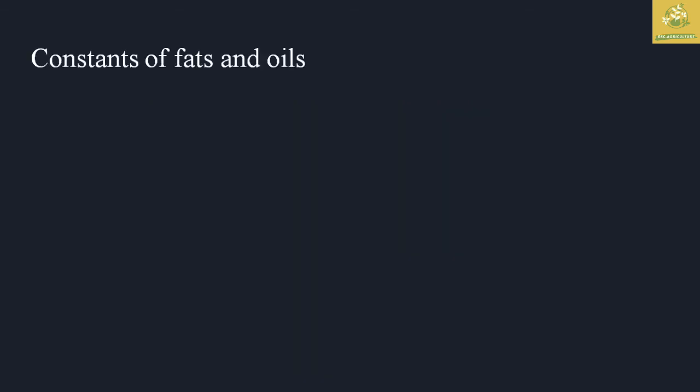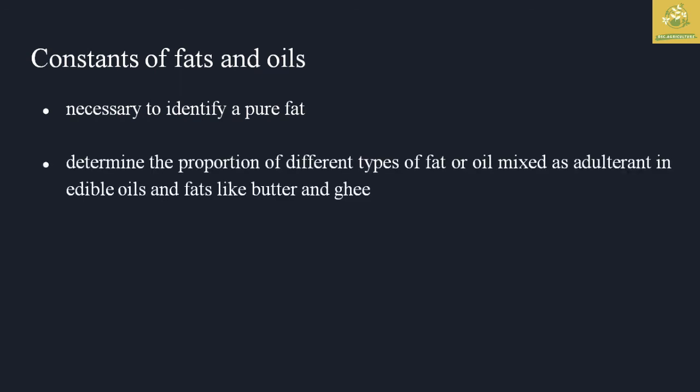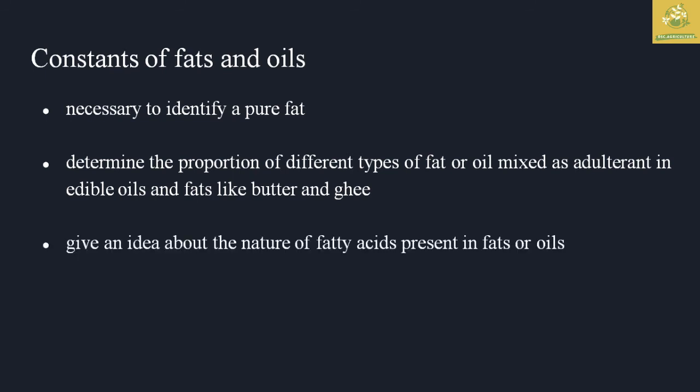The other topic we are going to see is constants of fats and oils. Fats and oils must be identified as pure fat, and the proportion of different types of fat or oil and adulterants in edible oils, as well as fats like ghee and butter, can be determined. While studying the constants of fats and oils, you can get an idea about the nature of fatty acids present in fats and oils.